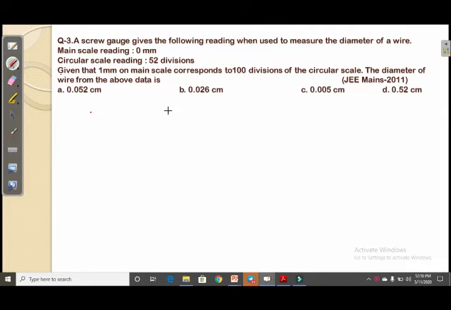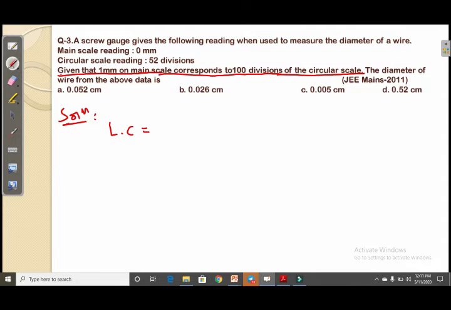So they have given 4 options. So we will start with the actual solution. The solution starts with finding the least count of the instrument, that is the micrometer screw gauge. The data given is that 1 millimeter of main scale corresponds to 100 divisions of the circular scale. So by this we can easily find out the least count.